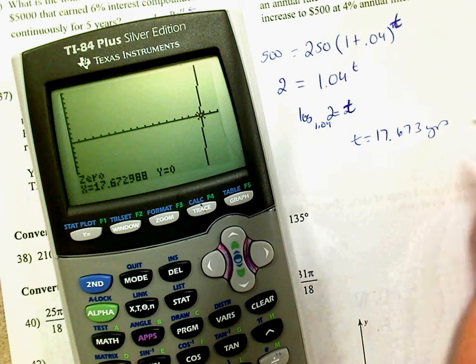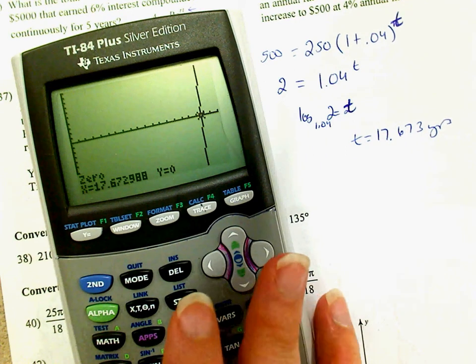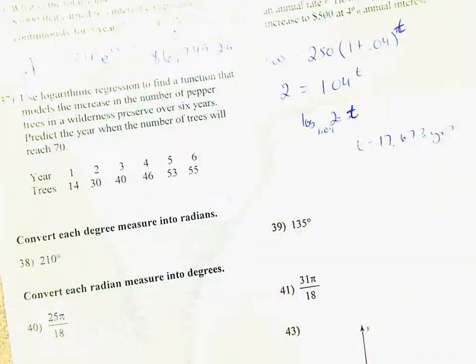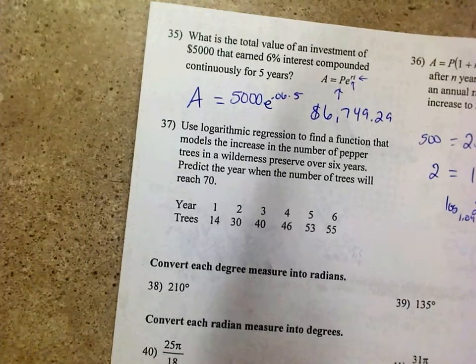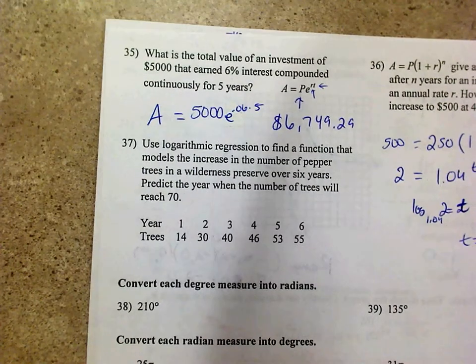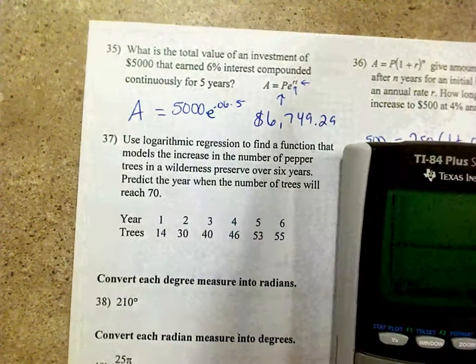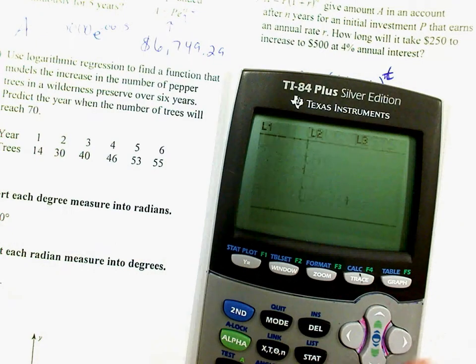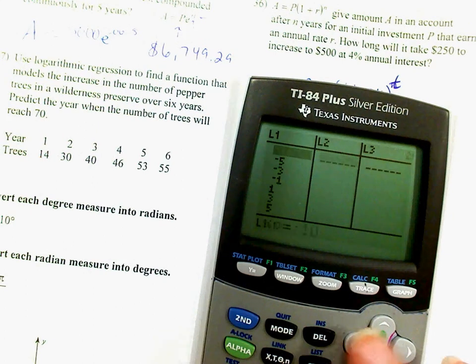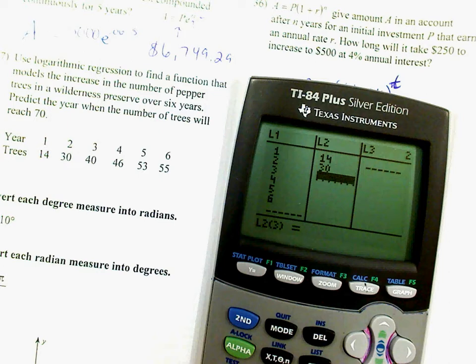All right. Use logarithmic regression to find a function that models the increase in the number of pepper trees in the wilderness preserve over 6 years. Predict the year when the number of trees will reach 70. Okay, so stat edit. They say regression, so I'm just going to enter the data: 1, 2, 3, 4, 5, 6, and 14, 30, 40, 46, 53, 55. So stat, calculate, logarithmic regression.